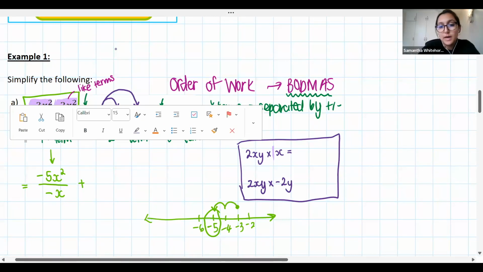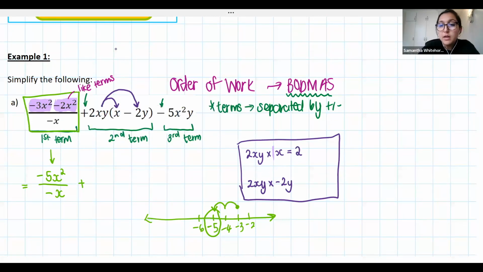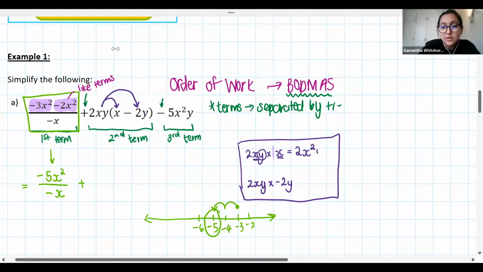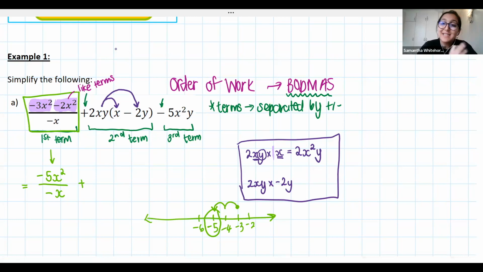2 times 1 is 2. Now remember, we need to apply our exponent laws. When we've got x times x, we've got x squared. And then we've got that little y by itself, so we just write the y there. It's not being multiplied with anything, so it stays y. But because I've got x times x, I know that I get x squared.